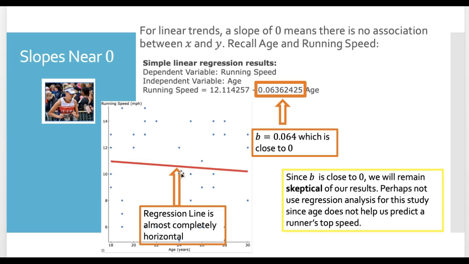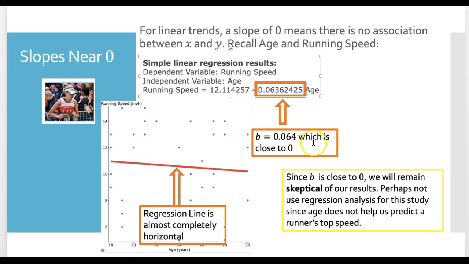And so when that happens, our model will give us an estimate for the slope that's very close to 0, or maybe equal to 0. StatCrunch doesn't know any better, it's just going to give you these estimates here. But what we need to note is that since this b is close to 0, we will remain skeptical of our results, and maybe not use regression analysis for the study, since age does not help us predict a runner's top speed.